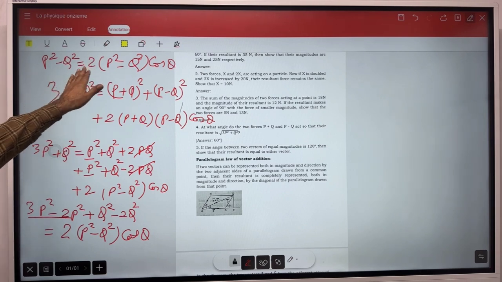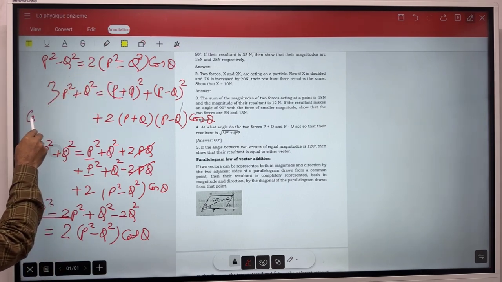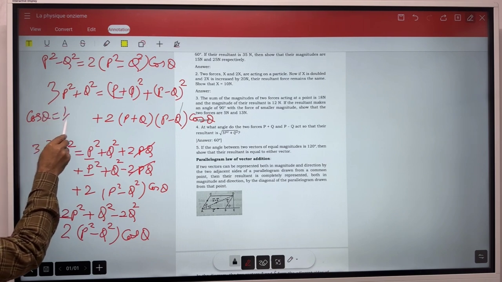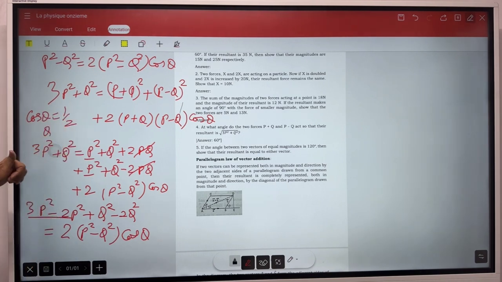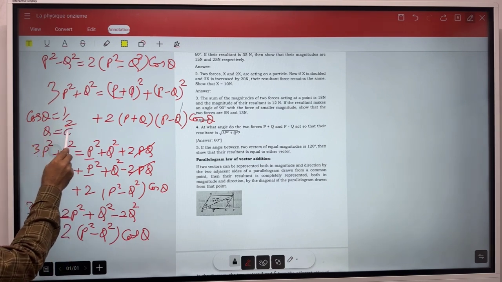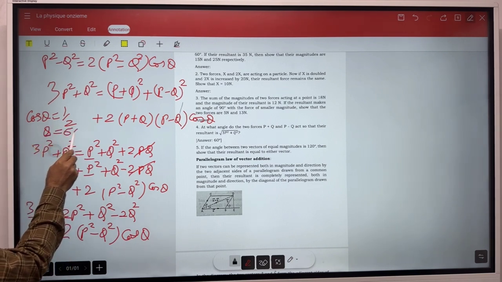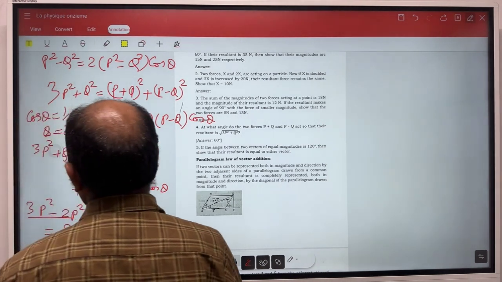Now if we divide by twice of (P square minus Q square), we will get cos theta equals half. And if you remember, cos theta is half when theta is 60 degrees. So theta is 60 degrees. So we have got the answer.